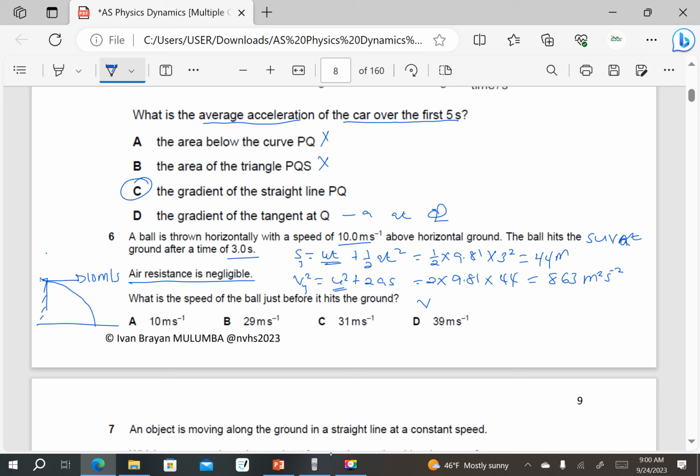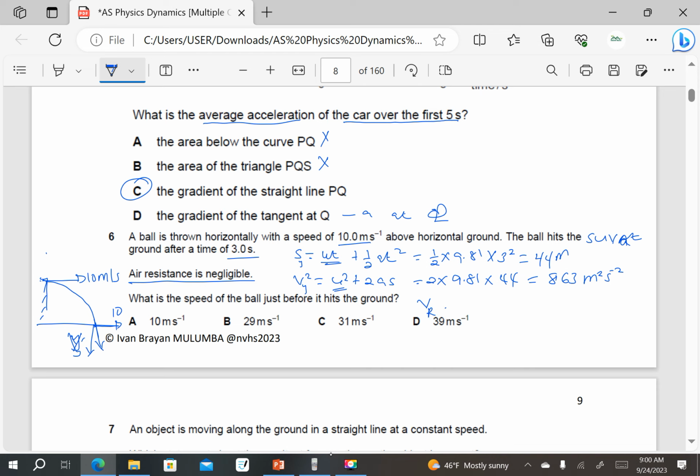Okay, then when the body hits this point, the velocity has two parts. The resultant is what we are looking for, but there's velocity in the horizontal which remains 10. Then there's velocity in the vertical, which we have just found, v in the y squared, as 863. So we find the resultant.